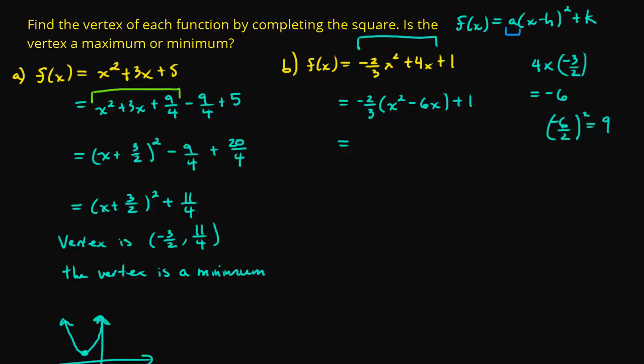So I'm going to do negative 2 over 3 times bracket x squared minus 6x plus 9. Now remember, I can't just add 9 because that changes the value of my expression. So I'm going to subtract it as well. And I'll leave this constant outside of the brackets.